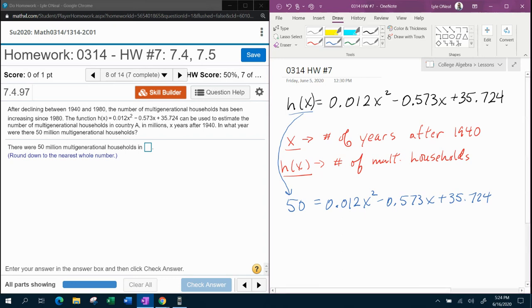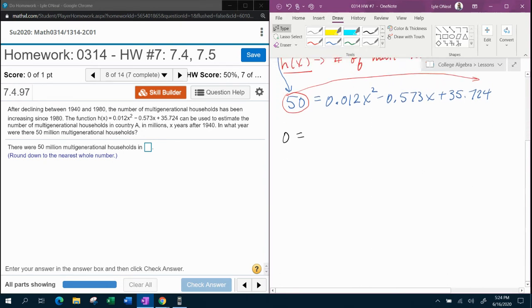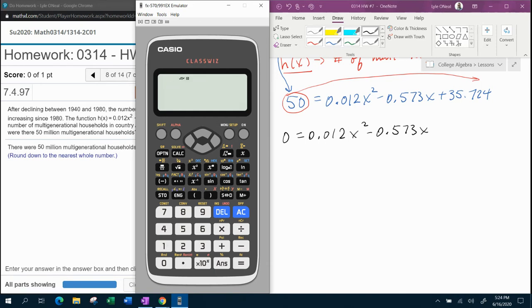Notice that this is a quadratic equation, so I need to set it equal to 0. So the next step, we need to move the 50 over so that we can set this equation equal to 0. All right, here we go. Sliding it up, we're going to have 0.012x squared minus 0.573x. And then if I pull up my calculator, we're going to type in 35.724, and that 50, when it comes over, is going to become minus. So we're going to say minus 50 equals. And if the calculator gives you a fraction like mine does, hit the SD button, and we get negative 14.276.